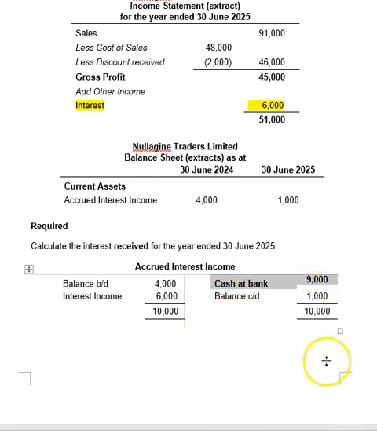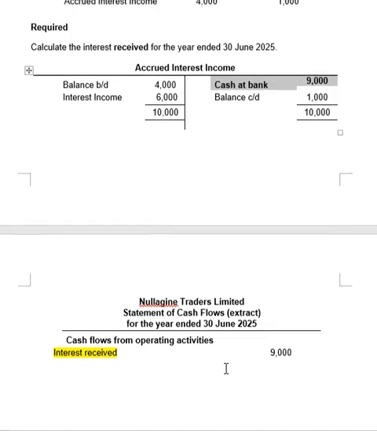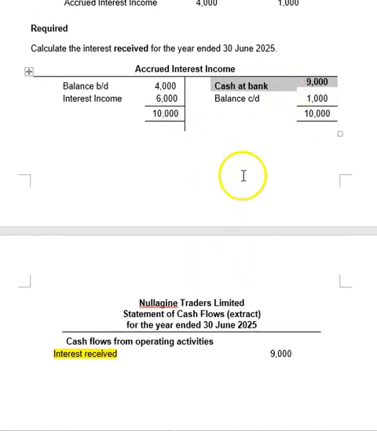This is under interest income. My interest received is not under receipts from customers. This is a common mistake that students make. Normally they will include the interest received in receipts from customers, which is wrong. Interest received has to be disclosed separately.